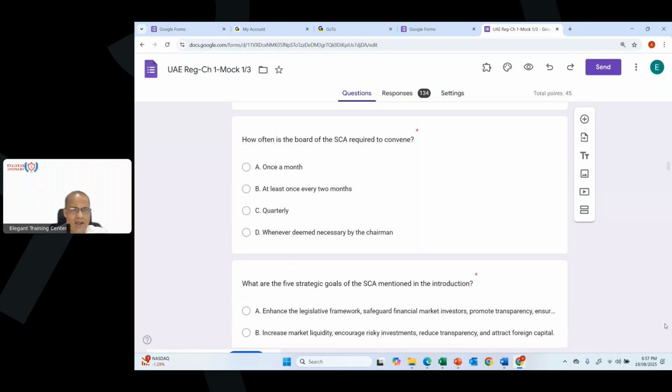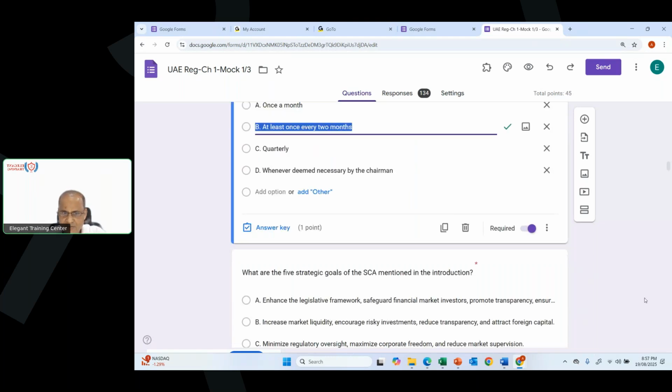Board meeting, right? At least once in 2 months. Clear? The chairman also can invite for a meeting. Minimum 4 members also can call for a meeting. And if it is not possible to hold a meeting, the chairman can decide. Then later on, the board can affirm, can amend, can reject. Clear? Good. So B. Next question.